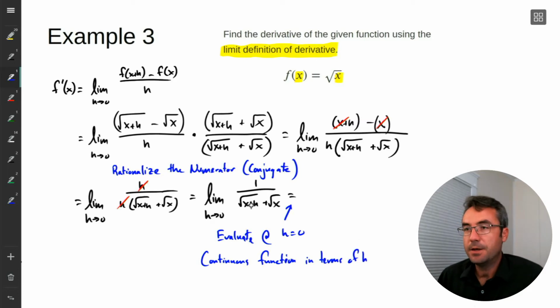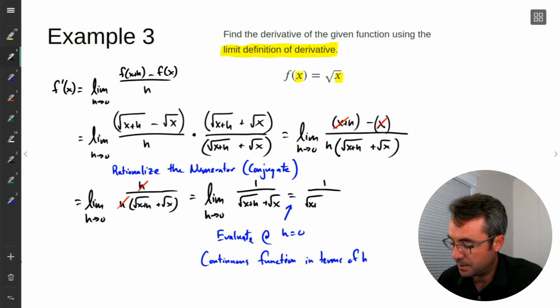So the square root function is continuous. If we add something to square root x, that's continuous. So when we add two functions together, we get a continuous result. And if we divide, division also maintains continuity as long as we're not dividing by 0. And we're not here, so h is approaching 0. What we end up with when we plug that in is 1 over square root of x plus 0 plus square root x, which ends up being just 1 over square root x plus square root x.